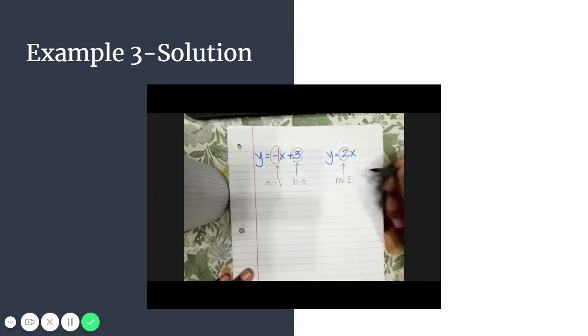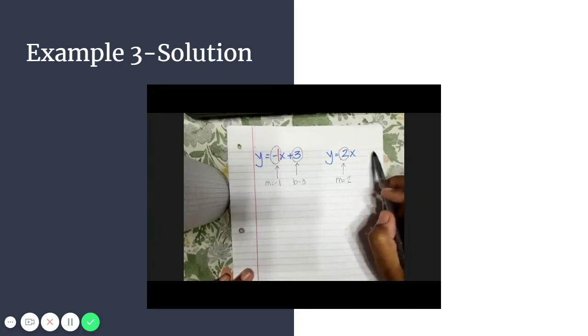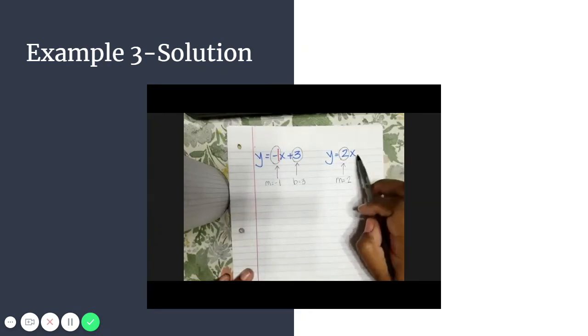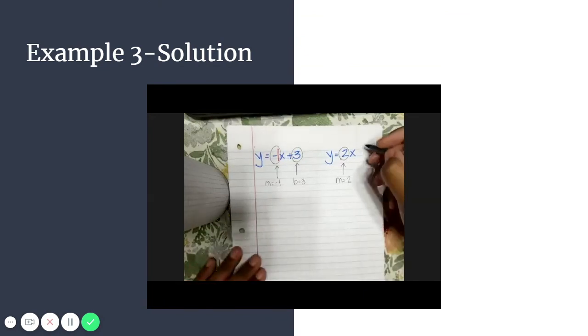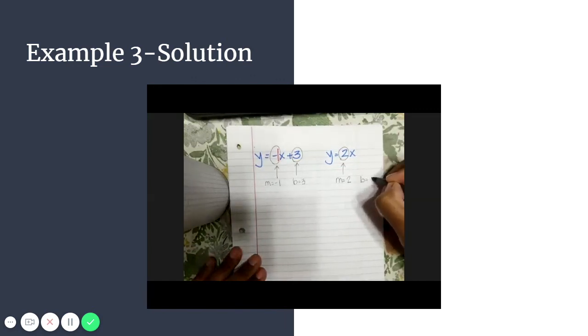Now, normally we would have plus something for our y-intercept, but we don't have anything. And we know in math, when we don't have anything, that is the same as 0. So because we don't have anything visible for our y-intercept, our y-intercept would be 0.